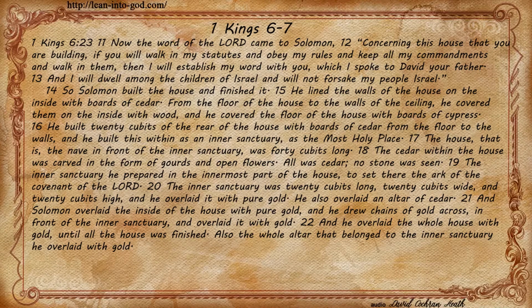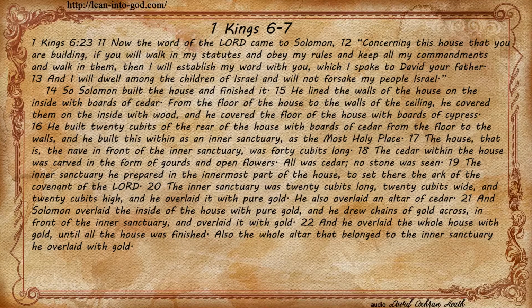The cedar within the house was carved in the form of gourds and open flowers. All was cedar, no stone was seen. The inner sanctuary he prepared in the innermost part of the house, to set there the ark of the covenant of the Lord. The inner sanctuary was 20 cubits long, 20 cubits wide, and 20 cubits high, and he overlaid it with pure gold. He also overlaid an altar of cedar.